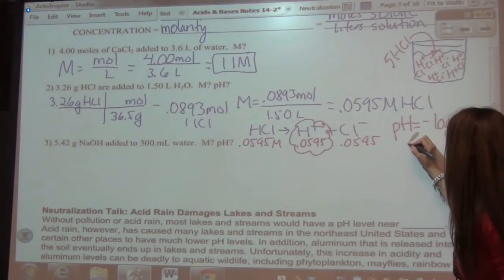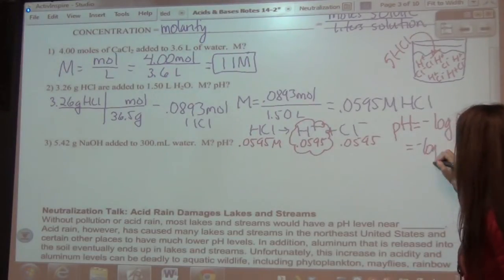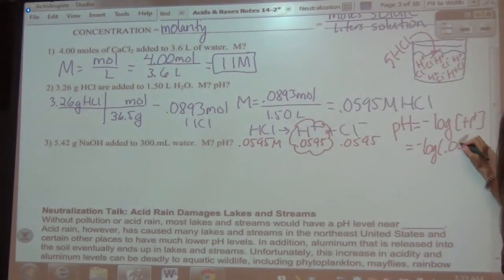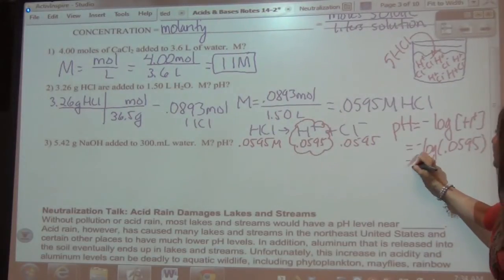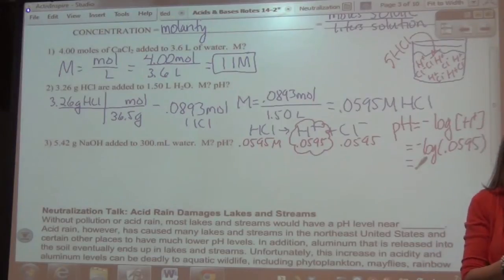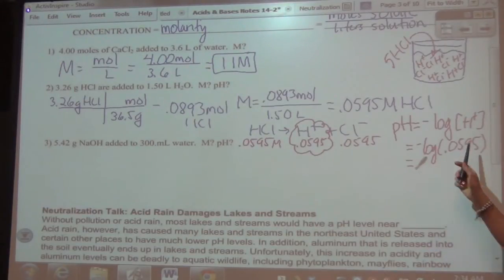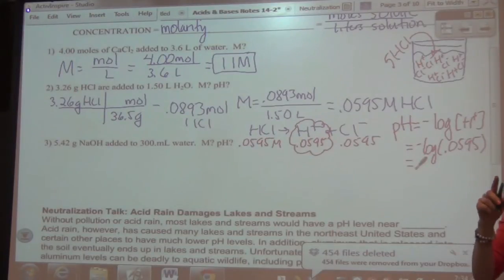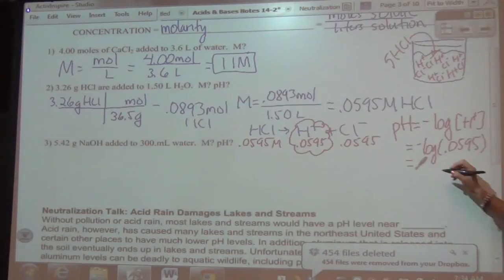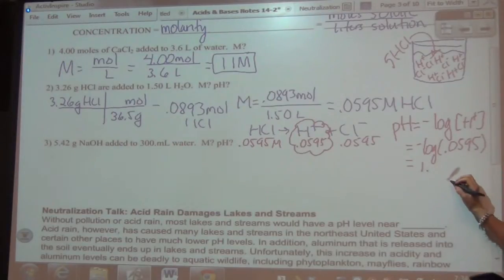So my pH is equal to negative log of 0.0595. And so go ahead and type this into your calculator and tell me what you get. Perfect. Okay, let's do sig figs. So this is 3 sig figs. The numbers in pH and pOH, only the ones after the decimal count. So I know it's a 1 point what?